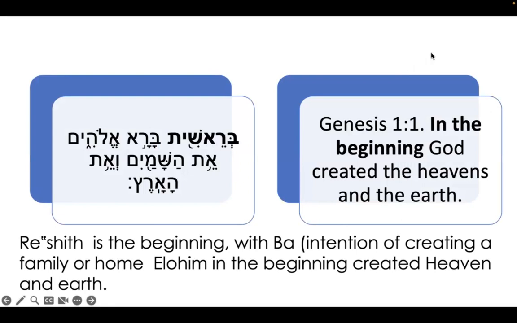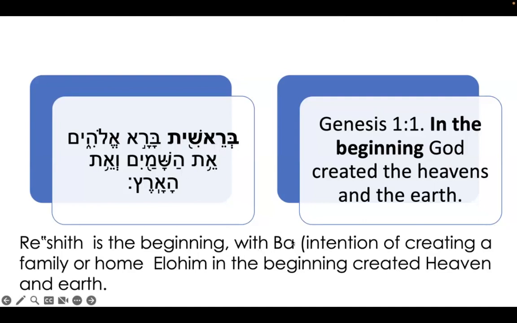Now we will see the law of first mention. In Genesis 1:1, in the beginning, God created the heavens and the earth. The word in Hebraic is Bereshit: Bet, Resh, Yod, Shin, Tav. Reshit means beginning. And with Ba, God has mentioned before the beginning, Ba means Beit.